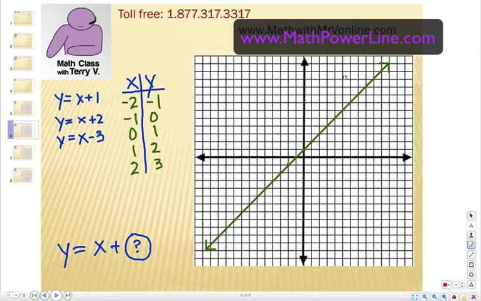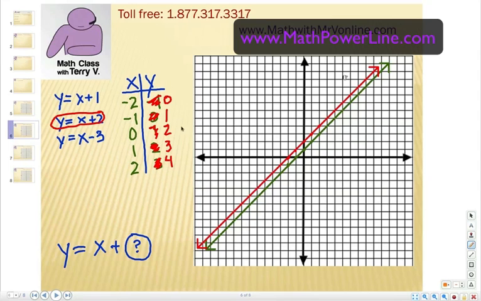And now let's add 2. I'm going to work with this equation. Y equals x plus 2. So -2 plus 2 is 0. -1 plus 2 is 1. 0 plus 2 is 2. 1 plus 2 is 3. And 2 plus 2 is 4. Now let's dot those. -2, 0. -1, 1, 0, 2, 1, 3, and 2, 4. Let's graph it.